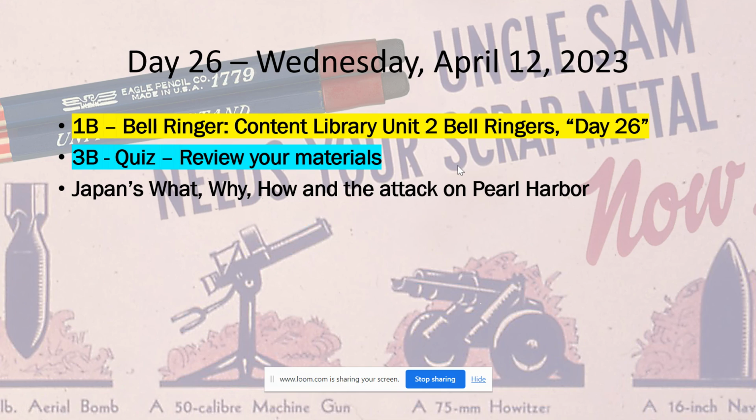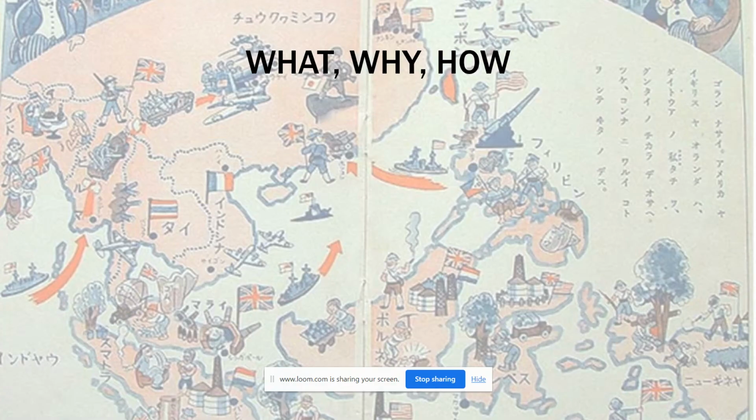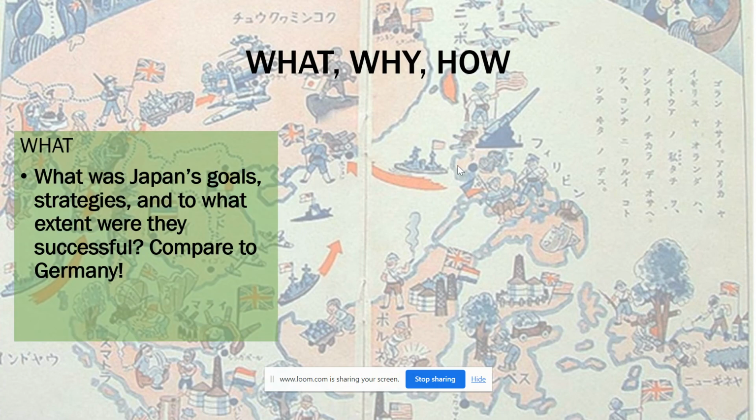Okay, if you are 1B, well, actually, if you're either, this is the what, why, and how of today. We are going to be looking at Japan's background, what their goals, strategies, and the extent to which they were successful. We want to be able to compare this to Germany by the end of it.